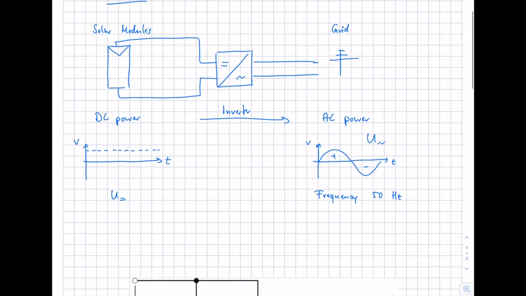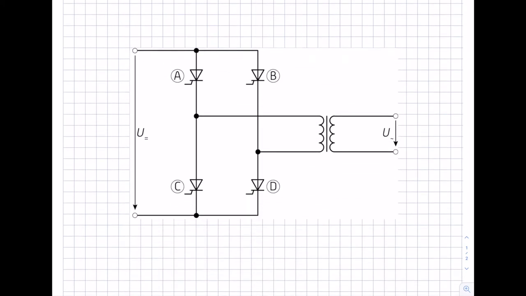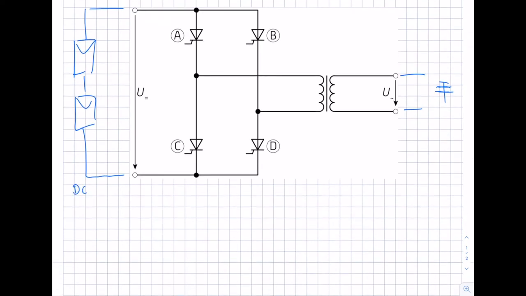So we'll have a look at a circuit of an inverter. You see here the simplified circuit of an inverter. On the left-hand side, we can connect our PV generators to get the direct current. And on the right-hand side, we have the grid we can connect to. So the question is now, how do we achieve that the direct current, the DC power on the left-hand side, is transformed to AC power? You see here marked with A, B, C, and D, these are thyristors.